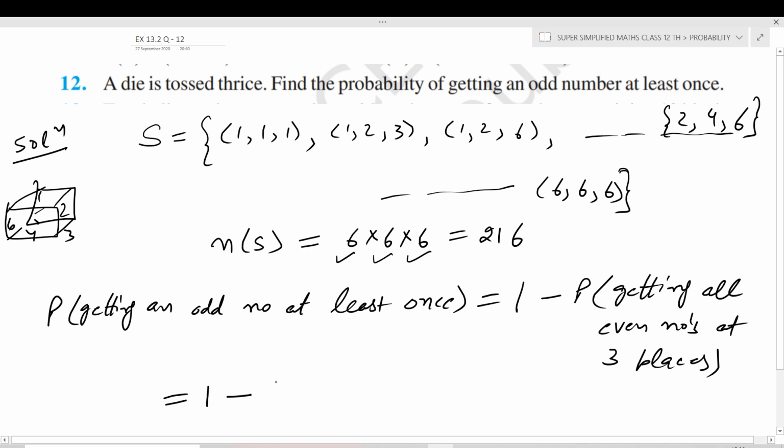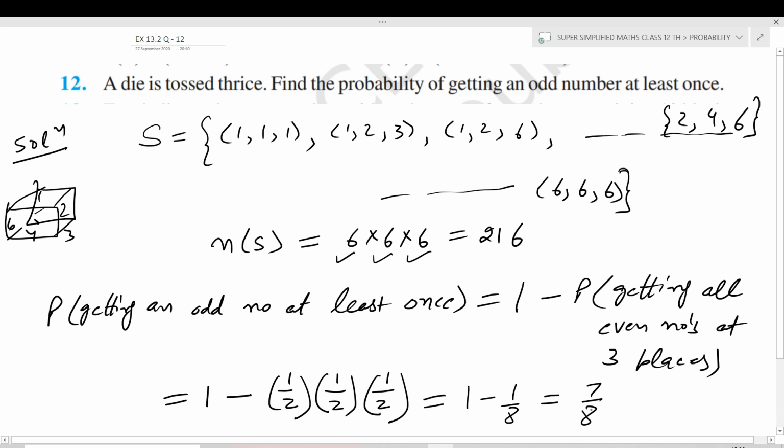So since we know that out of 6 numbers, probability of getting an even number is 1 by 2. So 1 by 2 is the probability of getting an even number at one place, 1 by 2 is the probability of getting an even number at the second place, and 1 by 2 is the probability of getting an even number at the third place. So we get 1 minus 1 by 8, that is 7 by 8.